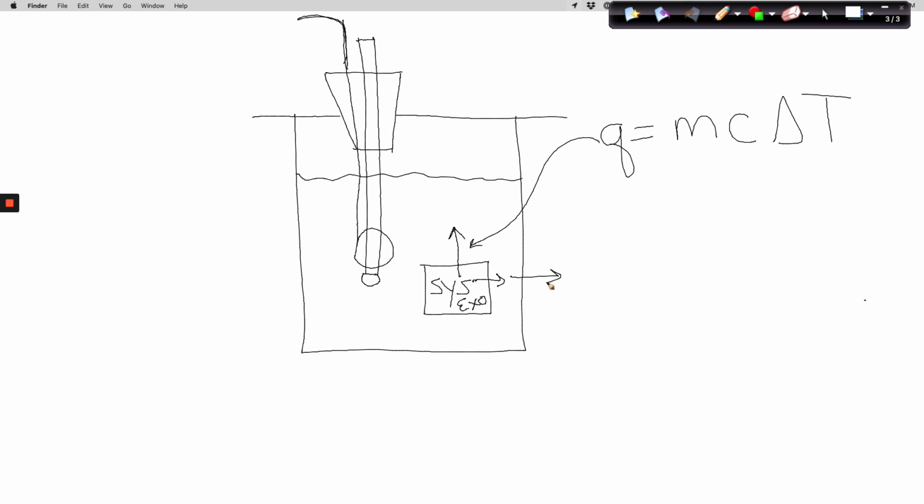But guys, that's not the end of the story. Where else does the energy go? Into the thermometer. And the stirry dude. And the air. And the stopper. And the lid. And the cup. So guys, a bunch of this energy goes into the calorimeter itself. And we have to be able to account for that as well.